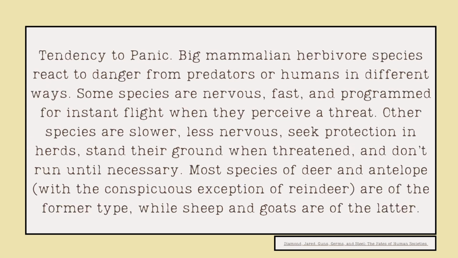Tendency to panic. Big mammalian herbivore species react to danger from predators or humans in different ways. Some species are nervous, fast, and programmed for instant flight when they perceive a threat. Other species are slower, less nervous, and seek protection in herds, stand their ground when threatened, and don't run until necessary. Most species of deer and antelope, with the conspicuous exception of reindeer, are the former type, while sheep and goats are of the latter.